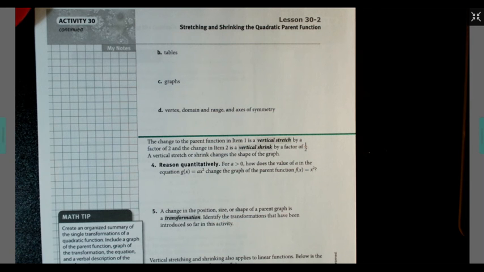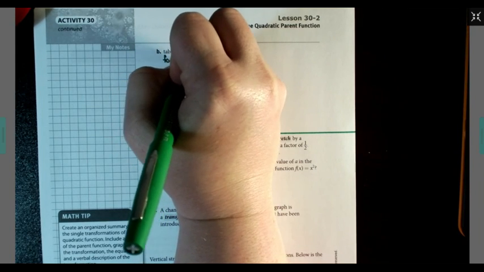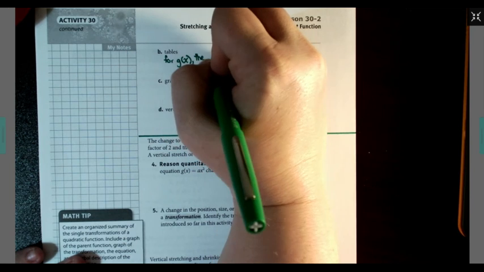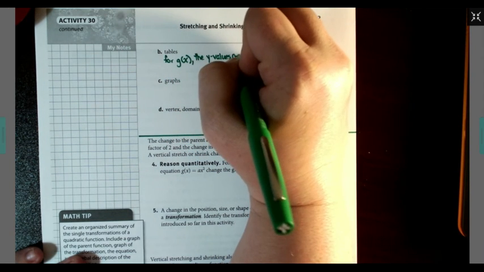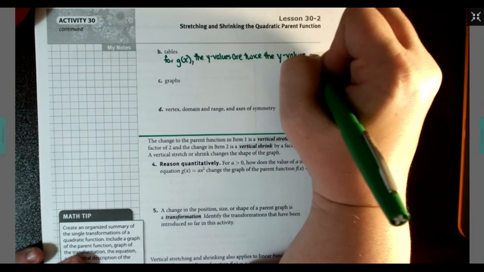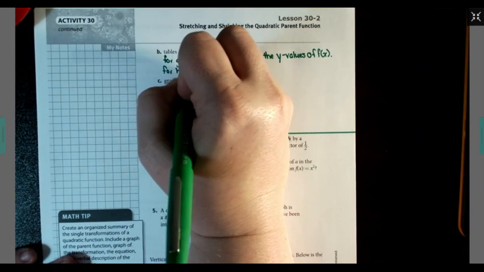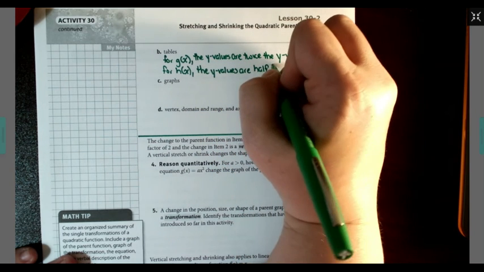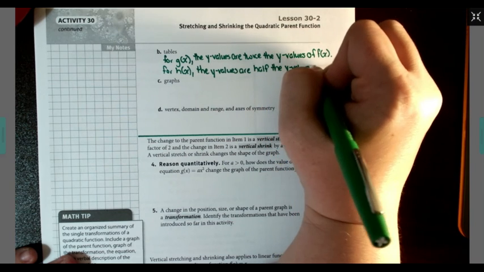What do we notice about the table for these functions? Well, for g of x, the y values are twice the y values of f of x. For h of x, the y values are half the y values of f of x.